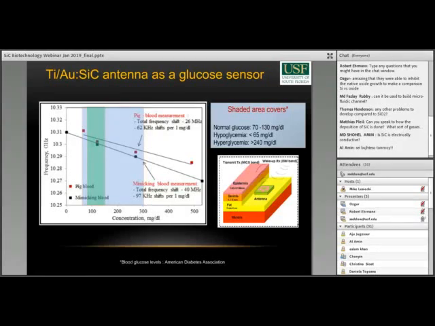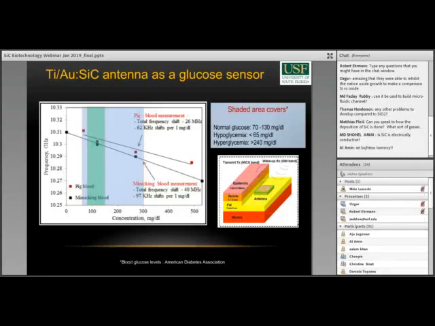And so in this left-hand plot, we see the following. Let me walk you through this. On the horizontal axis is the concentration of glucose in milligrams per deciliter. On the vertical axis is the resonant frequency of the antenna. And we have two curves. One is actual pig blood, where we took blood harvested from a female farm pig and added glucose to it, and then looked at the frequency shift.